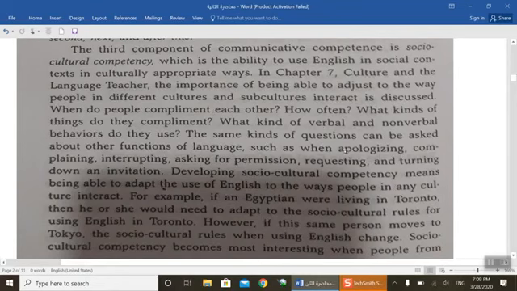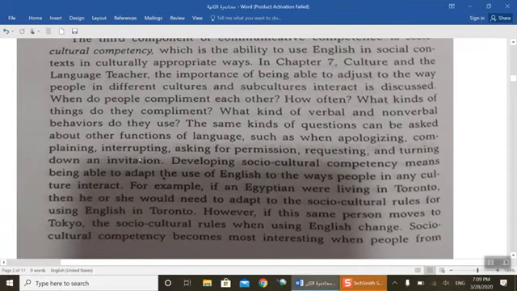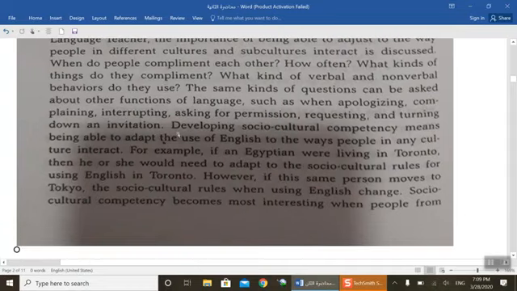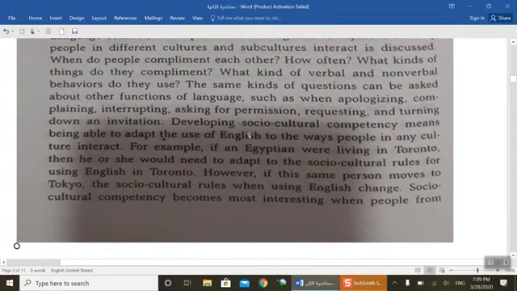The same kinds of questions can be asked about other functions of language, such as when apologizing, complaining, interrupting, when to interrupt, asking for permission, requesting, and turning down an invitation, how to refuse, for example, an invitation. Is it the same in Iraq? Developing socio-cultural competency means being able to adapt the use of English to the ways people in any culture interact.